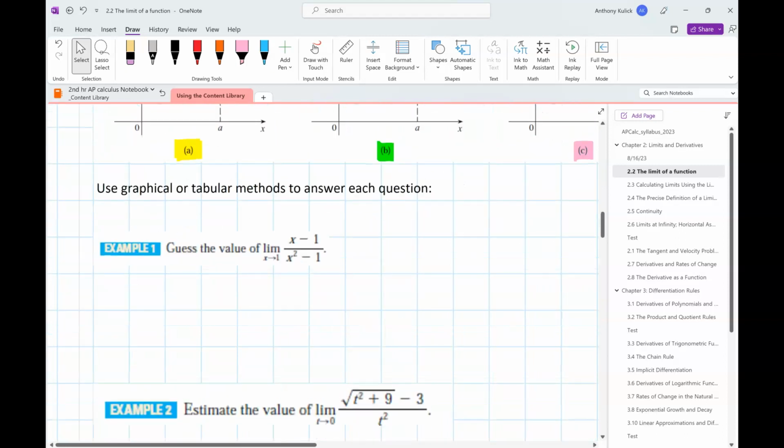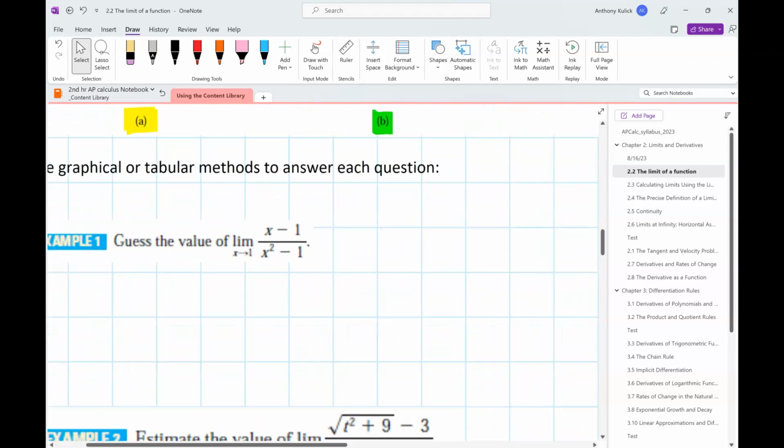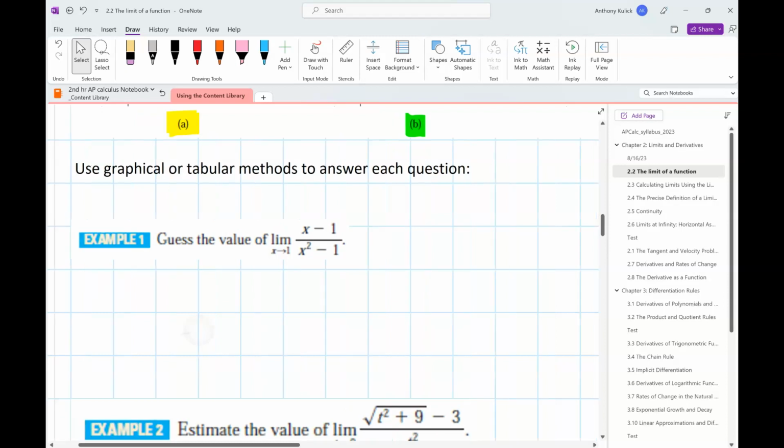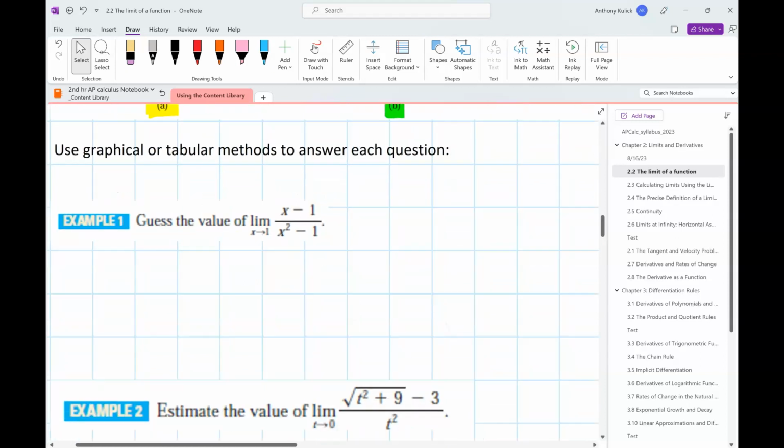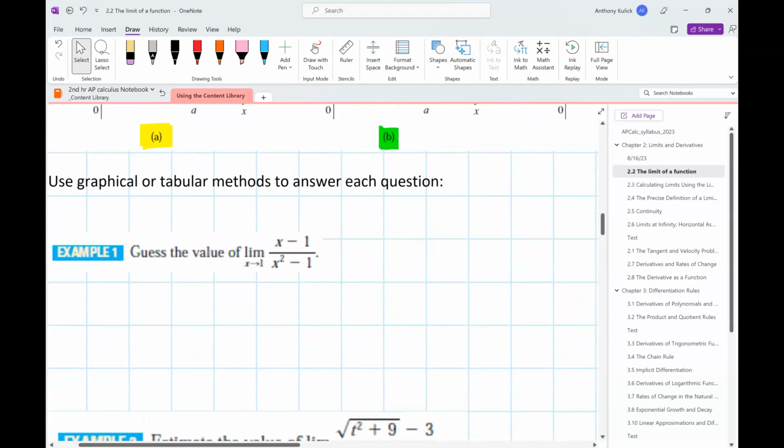So let's do an example here. The directions for these are going to be to use graphical or tabular methods. Let's do both to answer each of the following questions. We'll do the first one together here.